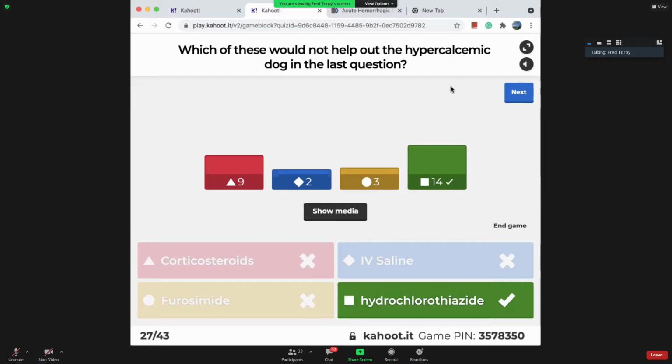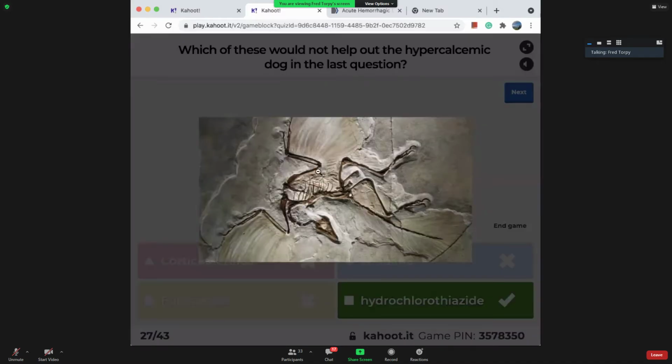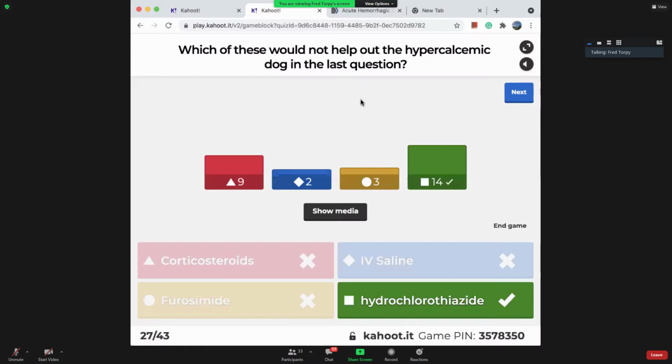from the nephrons. So this is a picture of a bird that was hypercalcemic, and then a vet student didn't pay attention in pharmacology class and gave it thiazide diuretics, and it completely calcified. So that's a cautionary tale.